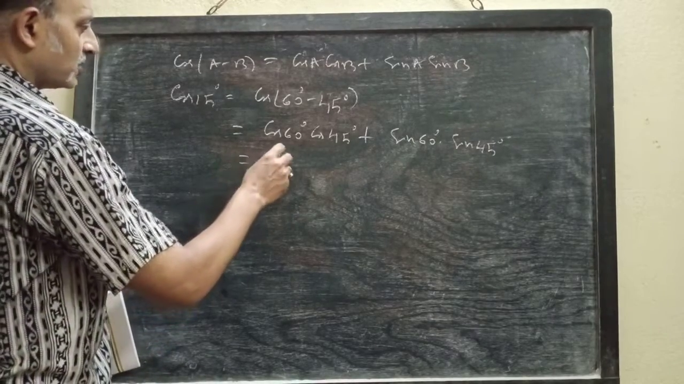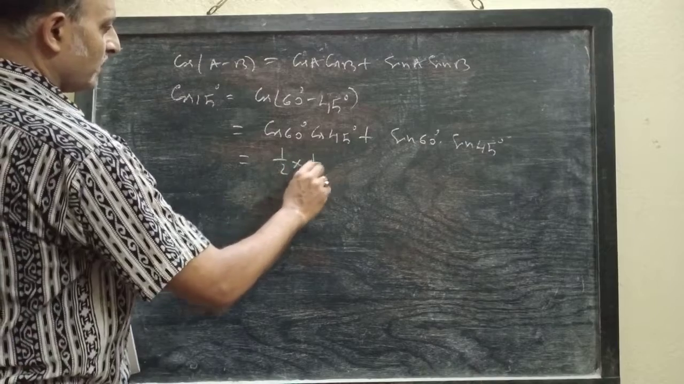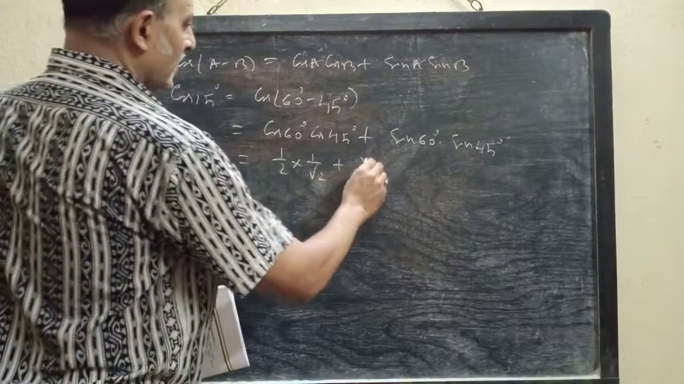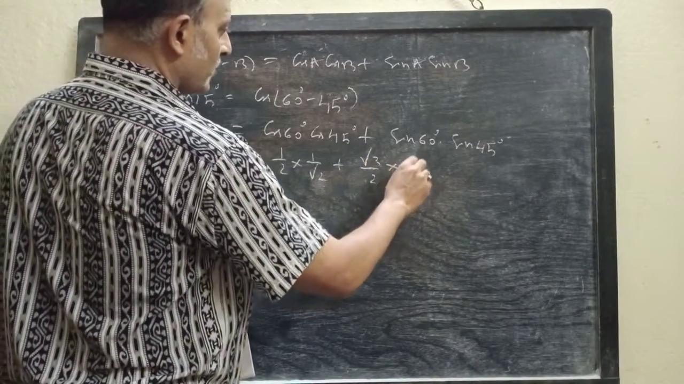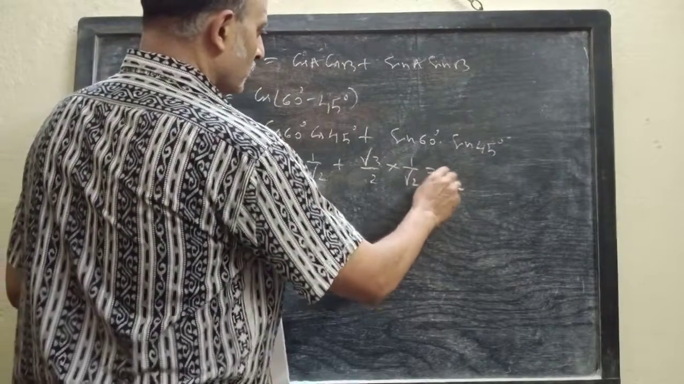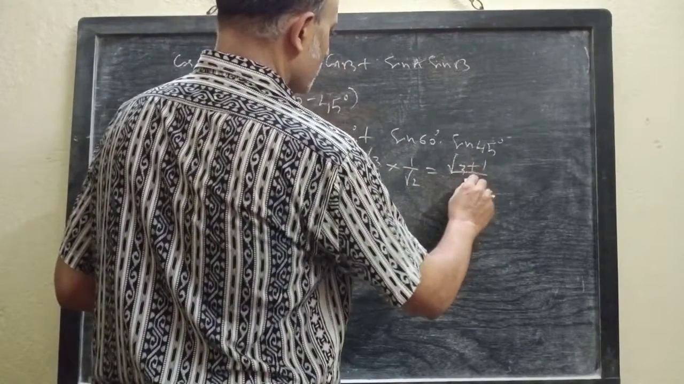Now cos 60 is half, cos 45 is 1 by root 2, sin 60 is root 3 by 2, sin 45 is 1 by root 2. So ultimately it gives root 3 plus 1 by 2 root 2.